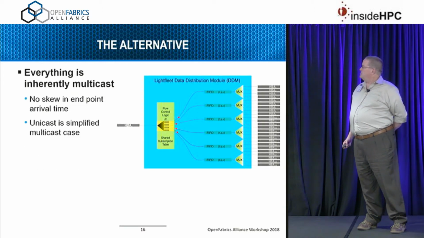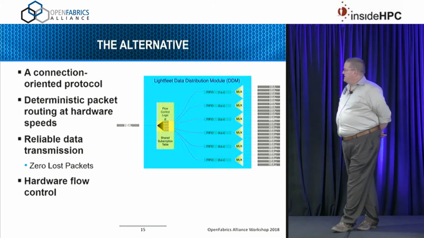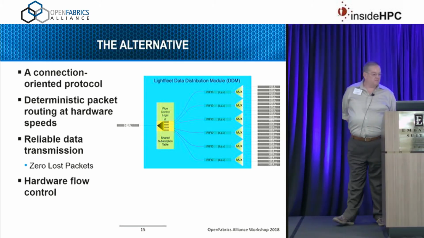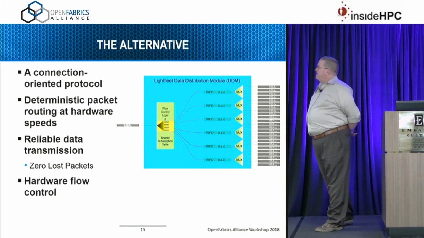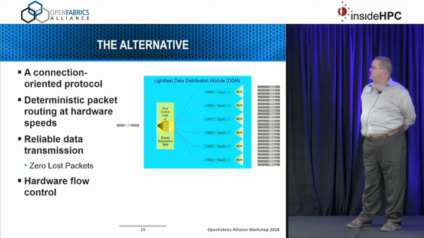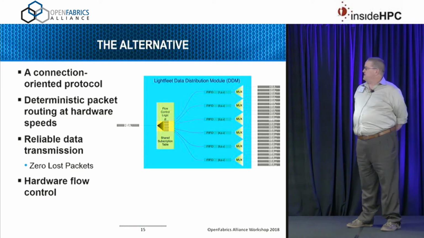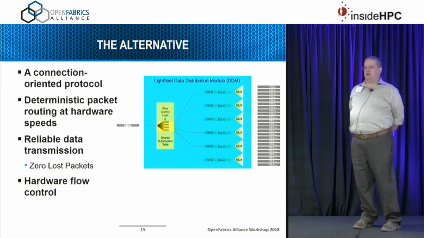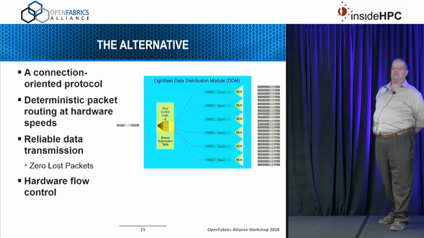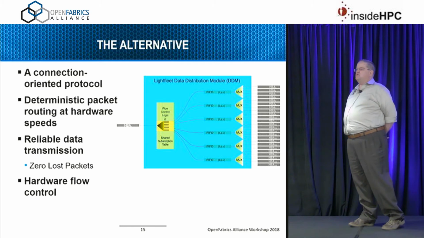So, I skipped a slide here. What the alternative is, is a connection-oriented protocol where we provide deterministic packet routing at hardware speeds, reliable data transmission with zero lost packets. And that's a very key point. We do not lose packets in this fabric. And the way that we accomplish that is by hardware flow control.